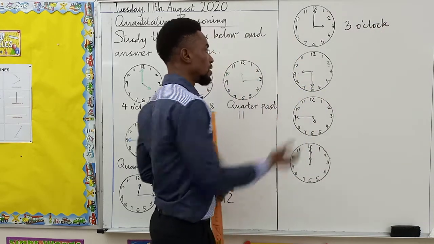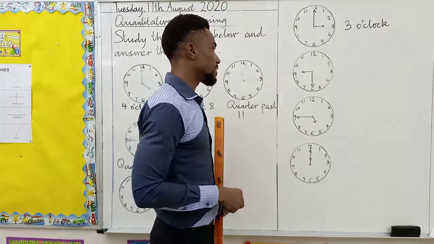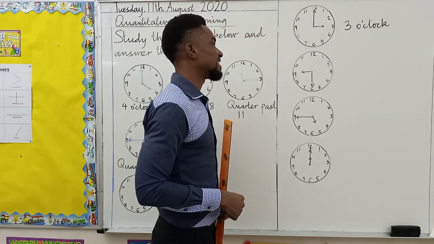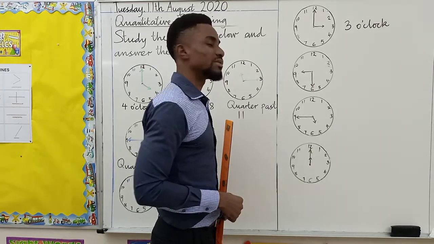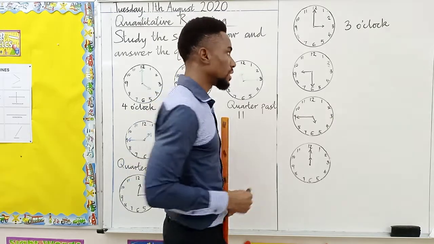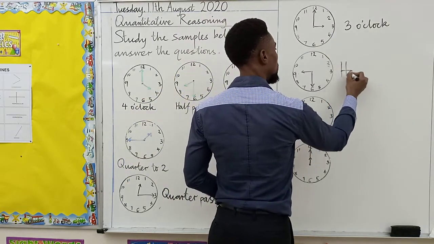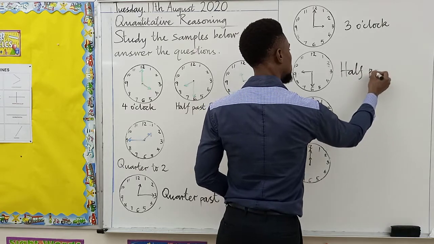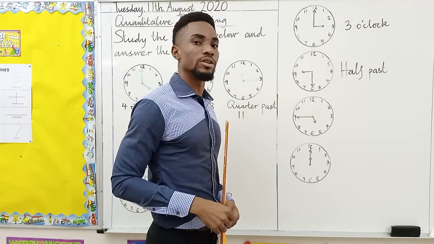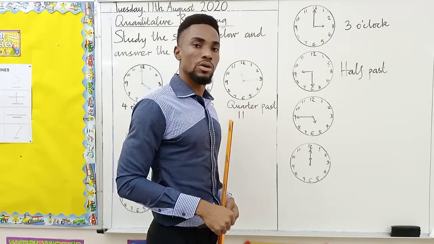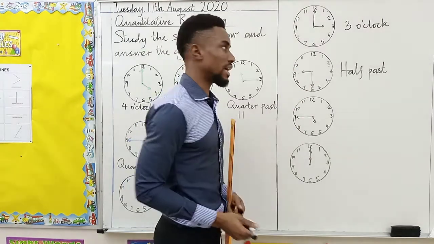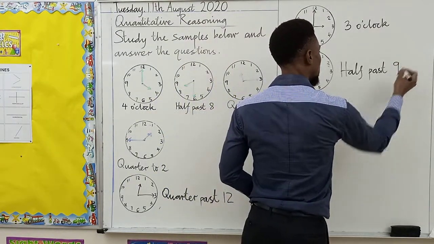Now, on the third clock, we get that the hour hand is pointed between 9 and 10, while the minute hand is pointed at 6. Minute hand pointed at 6 means what? Of course, it means half past. Now, past means that the hour hand is going to be between 2 numbers, and we are going to pick the smaller number. Now, what's the smaller number between 9 and 10? The smaller number is 9, so the time is 9:30.